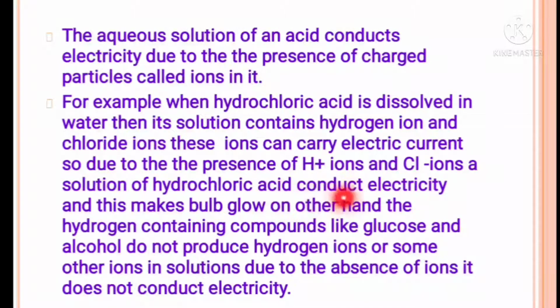On the other hand, hydrogen containing compounds like glucose and alcohol do not produce hydrogen ions or any other ions in solution. Due to the absence of ions, they do not conduct electricity. From this, we can conclude that hydrogen containing compounds such as glucose and alcohol are not categorized as acids because they do not dissociate in water to produce hydrogen ions. All acids contain hydrogen, but hydrogen containing compounds are not all acids.